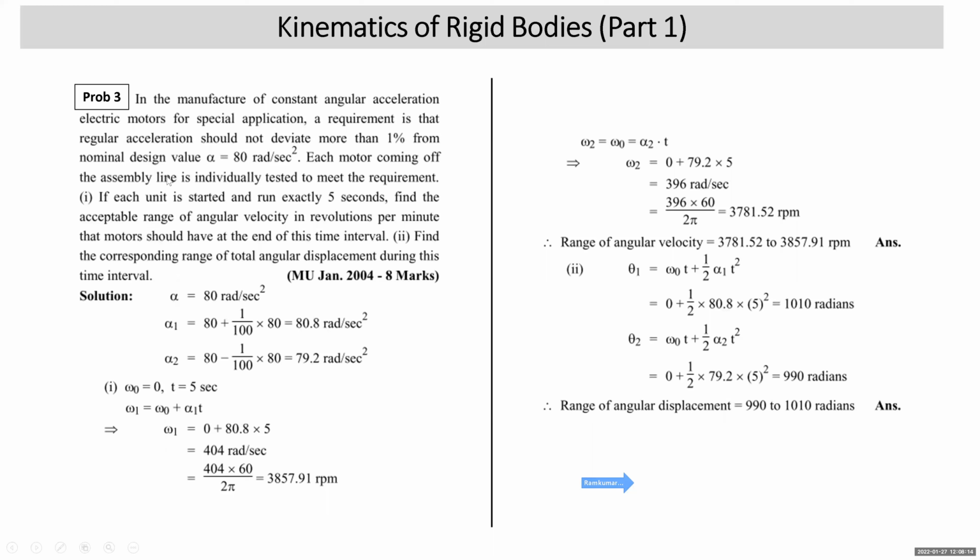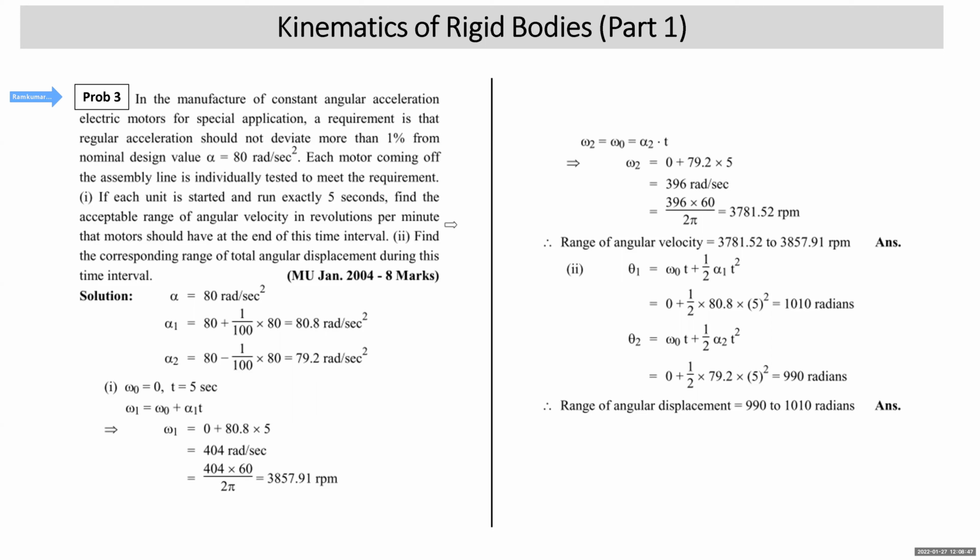Next problem is also based on equations of motion only. Let's read the sum. Problem number 3. In the manufacture of constant angular acceleration electric motors, that means motion is at constant angular acceleration, motors for special application require that the angular acceleration should not deviate more than 1% from the nominal design value of alpha equal to 80 radian per second square.